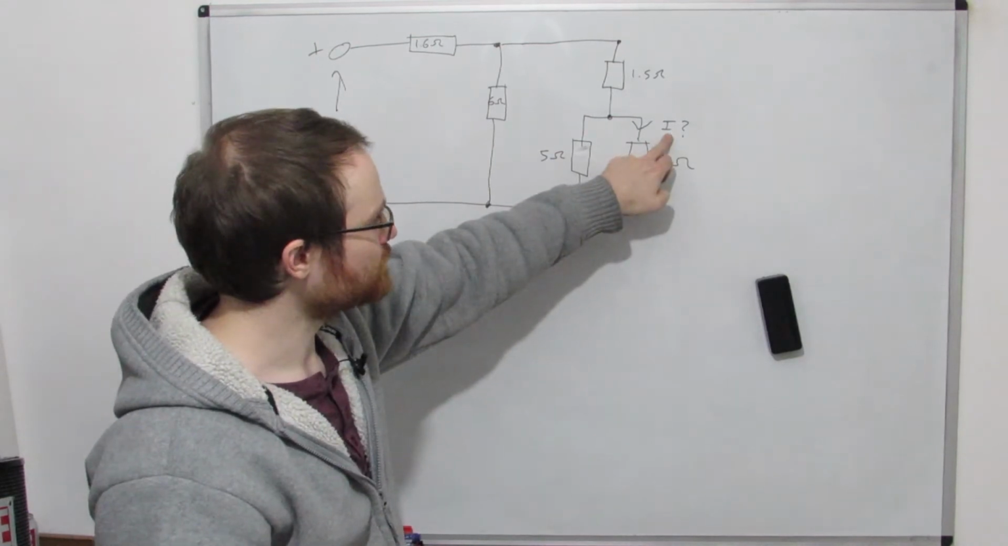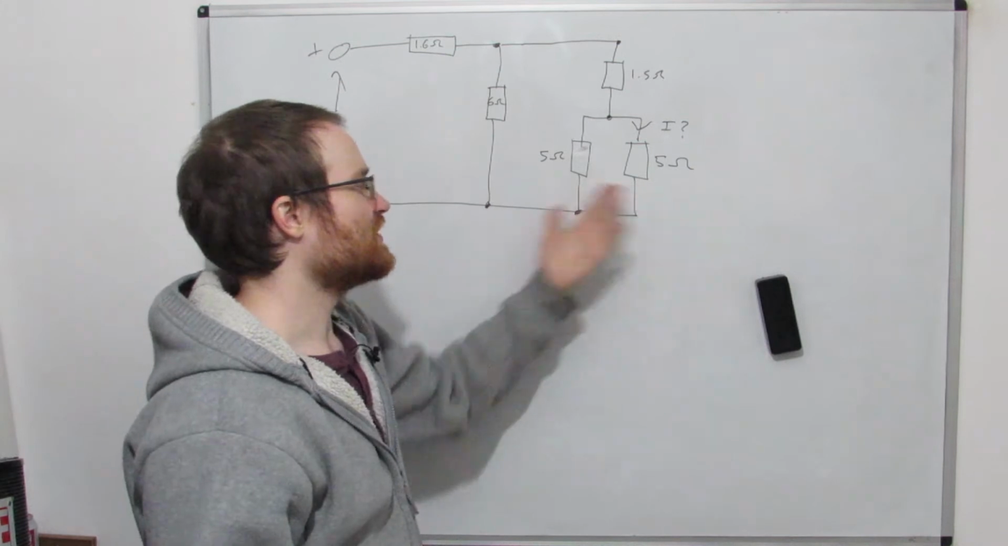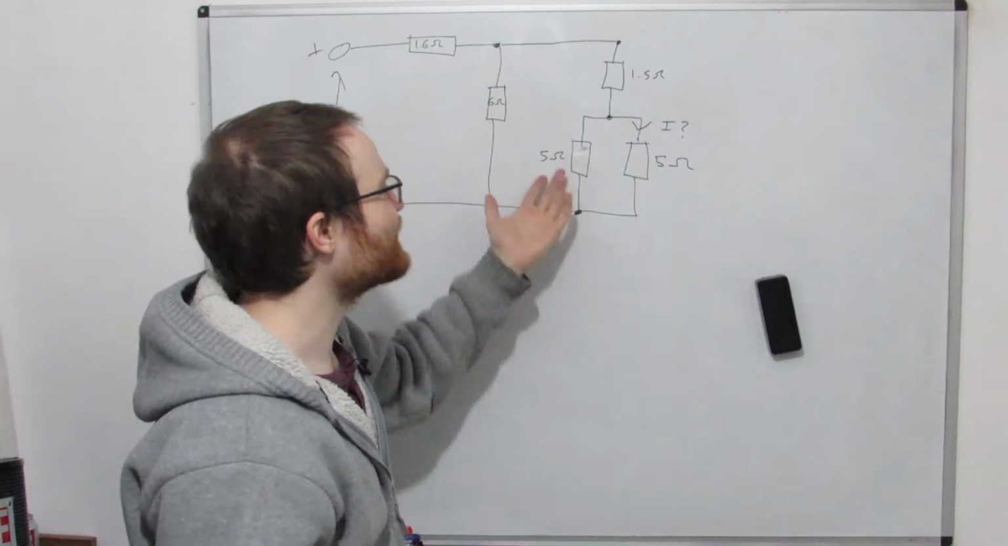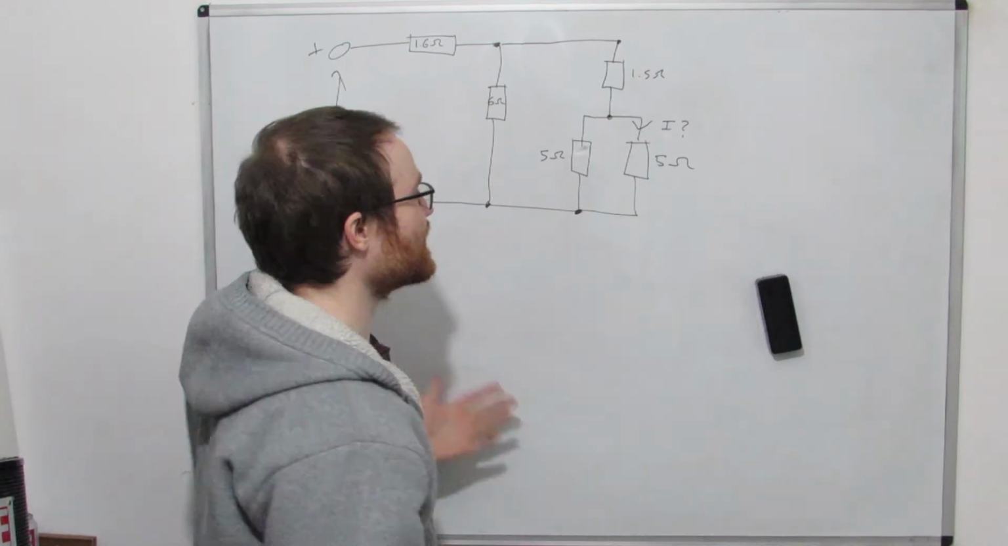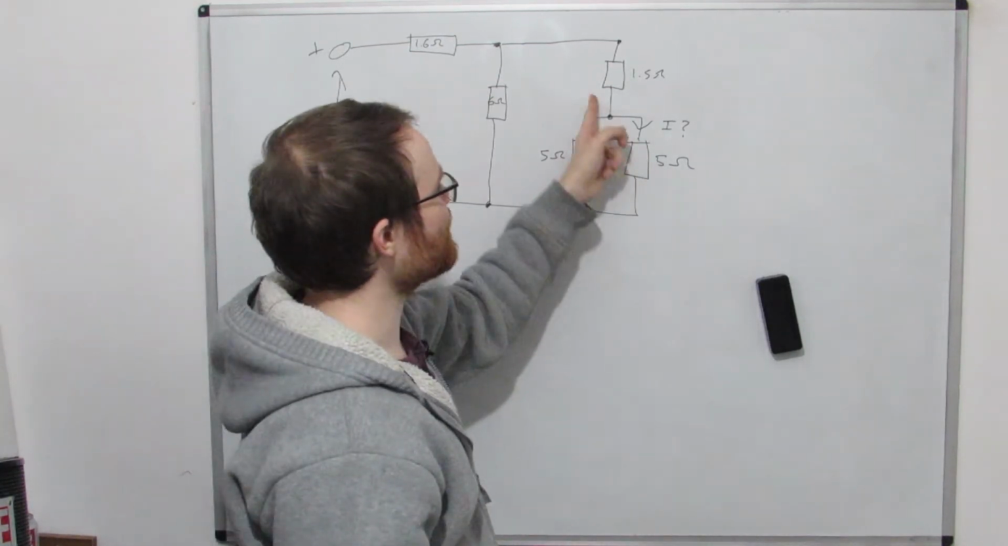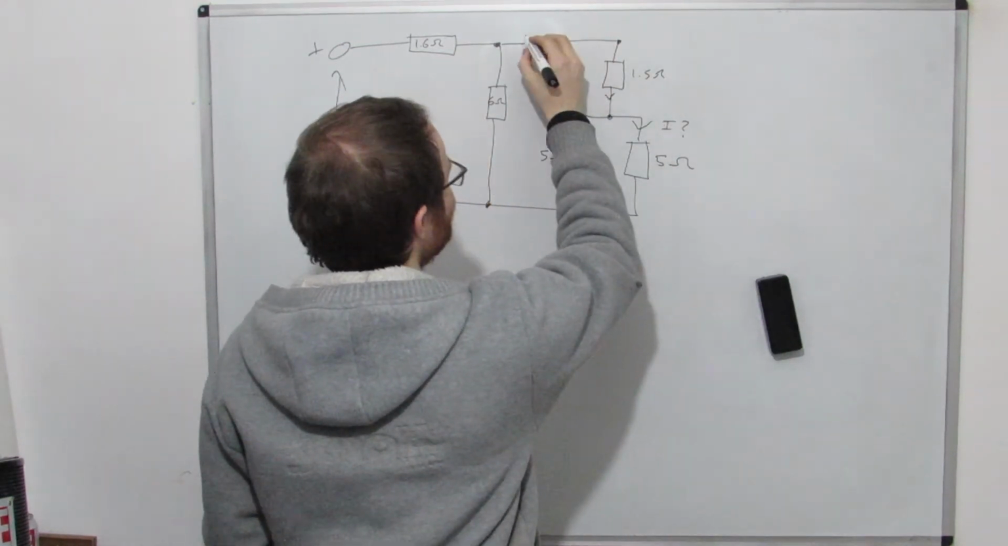To find this current, we need to find out the split of these currents. Now, obviously, I've been kind and it's obvious that these two currents are going to be the same. So this current will be half of this current, but we don't know what this current is. We need this current, and this current is going to be the same as this current.